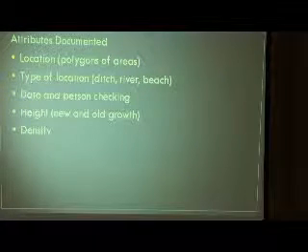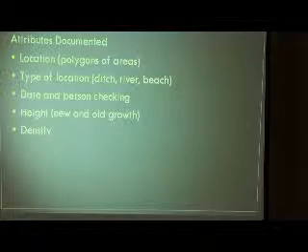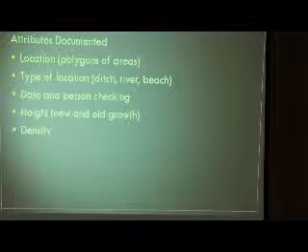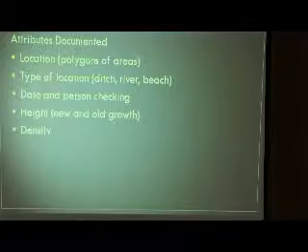Some things that I've documented along the way are the location of the fragmites, the types of locations such as ditches, river, beach, the date and the person checking, the height of the new and old road, and the density.